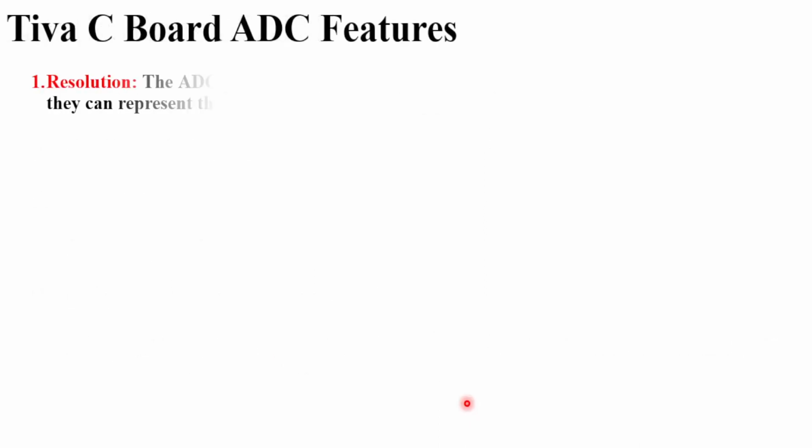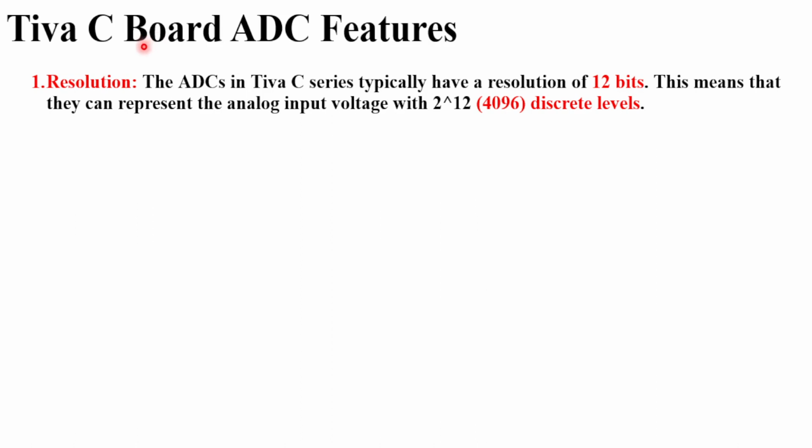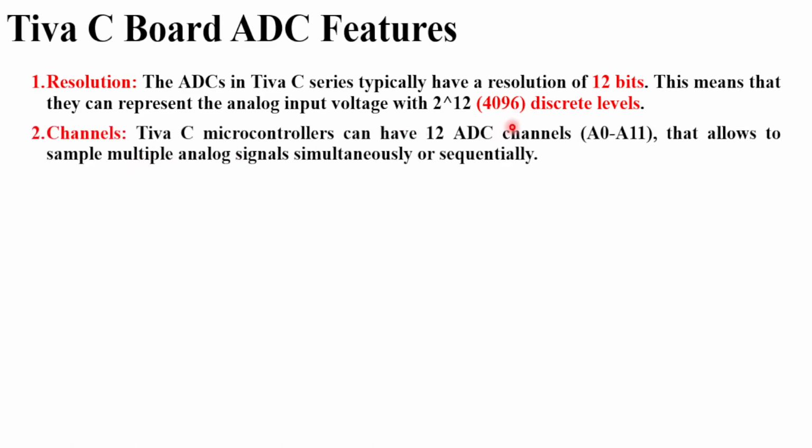Now, coming to the features of the ADC available in the Tiva C board. First of all, the resolution, which is represented by the number of bits. The ADC in the Tiva C board is a 12-bit ADC. Therefore, it can read up to 2 to the power 12, that is 4096 discrete voltage levels. So it is a very precise ADC.